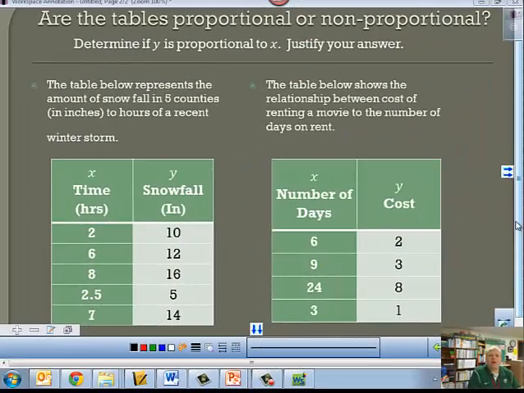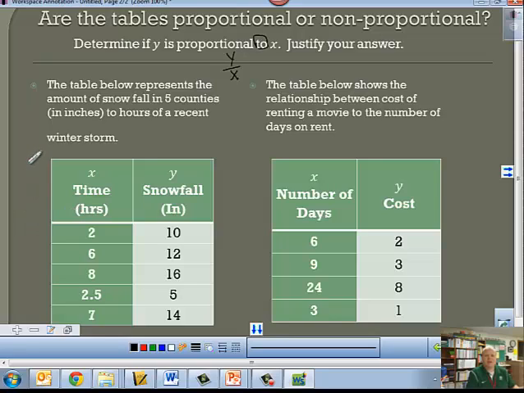Okay, now we're going to look at 2 tables, and it wants to know, are these tables proportional to each other or non-proportional? I want you to determine if y is proportional to x. So remember the word "to". Okay, so y over x. So when I look at that, are they proportional? Well, let's look at this first table.